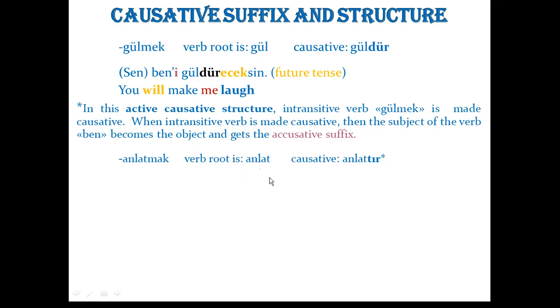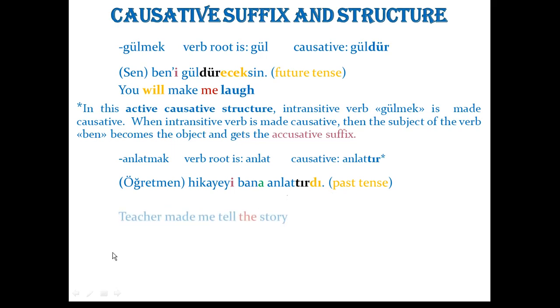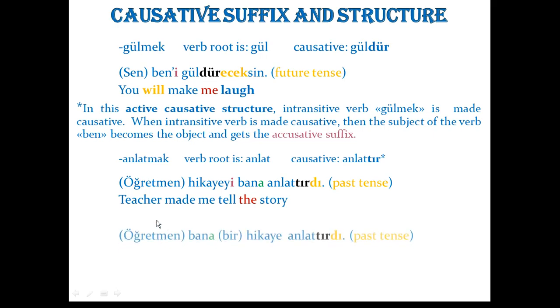Anlatmak, the verb root is anlat, the causative verb is anlattır. Öğretmen hikayeyi bana anlattırdı, in the past sense. Teacher made me tell the story. So the object story, hikaye, is specific. For that reason it takes the accusative suffix here.